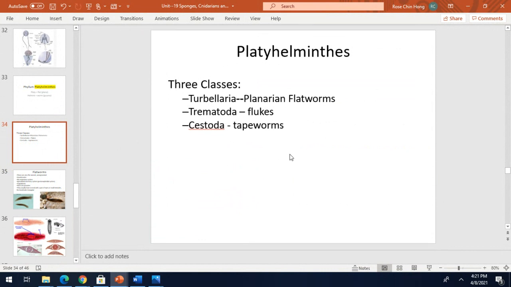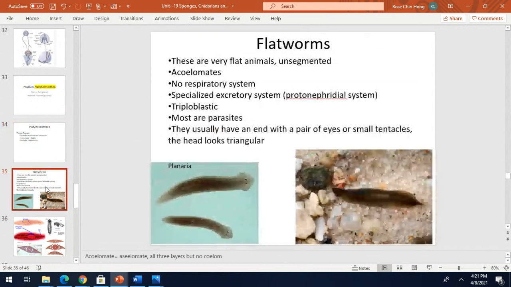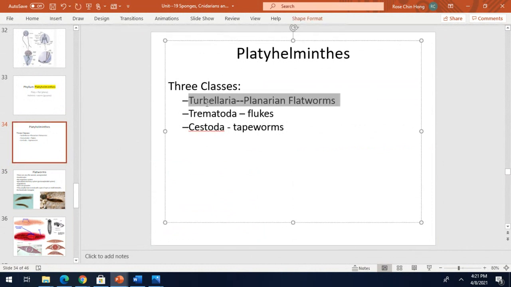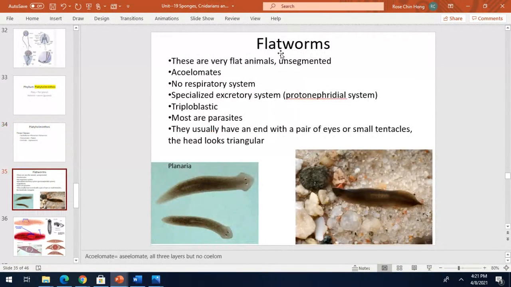Okay, so this makes you understand that these are the planarian flatworms, not the other flatworms. All right, so let us go through this. So the flatworms, which is the, again, Turbellaria flatworms. Let me make it specific, otherwise you guys will get confused.